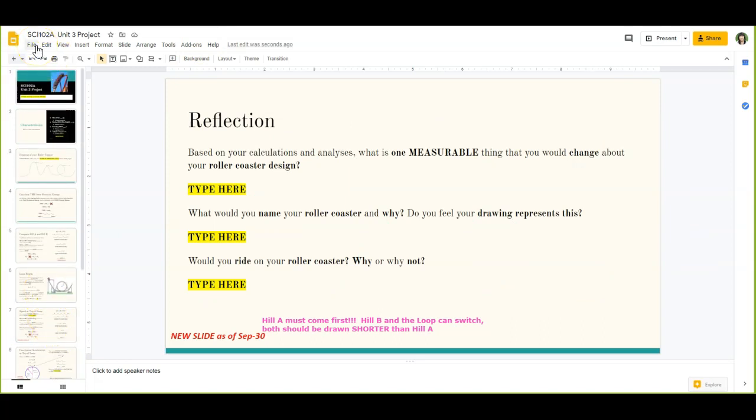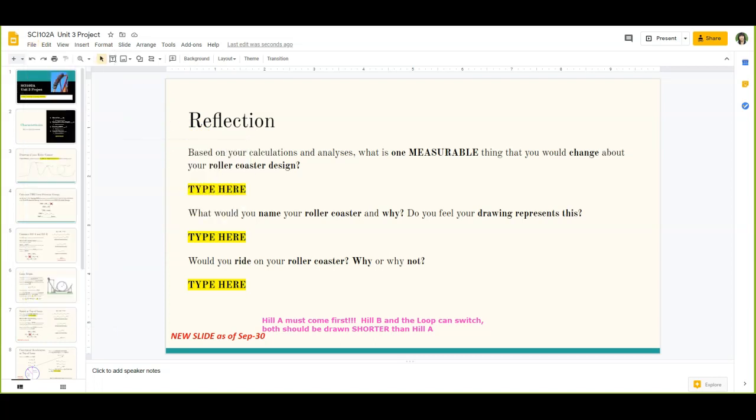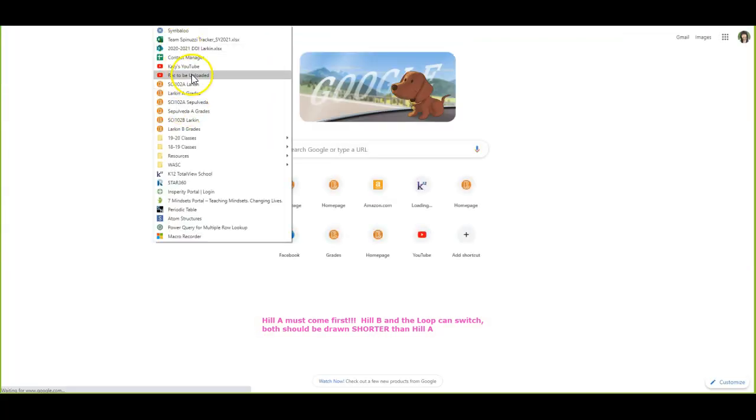Remember, before you submit it, you're going to go ahead and go to File and then Download. And when you go to download it, you can download it as a PowerPoint or a PDF. PowerPoint is preferred, but PDF is fine. And then you'll go ahead and you will turn it into the Unit 3 assignment folder. I'll show you where that will be.